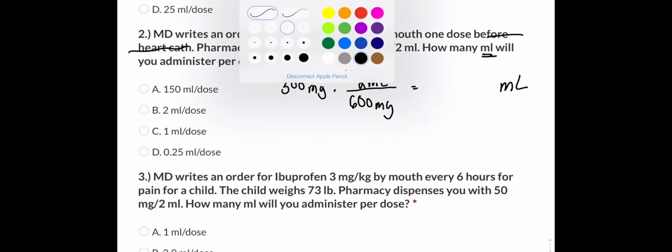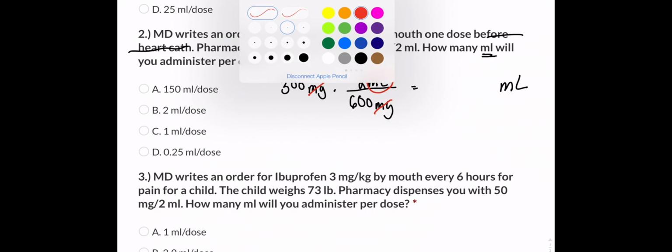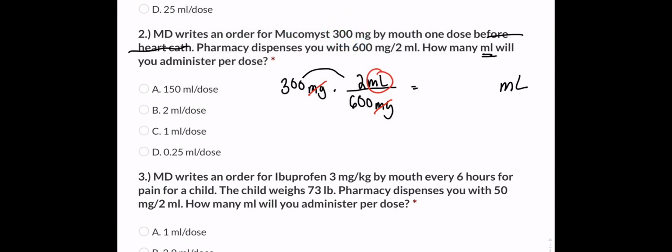Let's see, do we have only milliliters left in our problem? We do. Only milliliters left in numbers. So now we can solve our problem. 300 times 2 is 600, divided by 600 is equal to 1 mL. So we write 1 mL here.